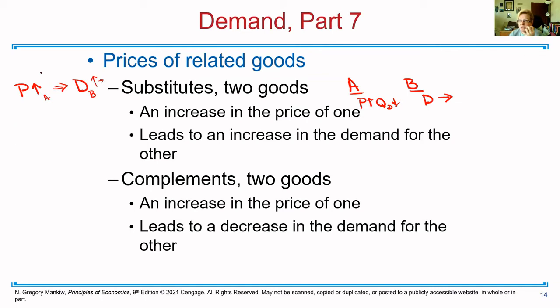We want to note that this is positive. This is positively correlated. So when the price of A went up, the demand for B went up because they're substitutes.